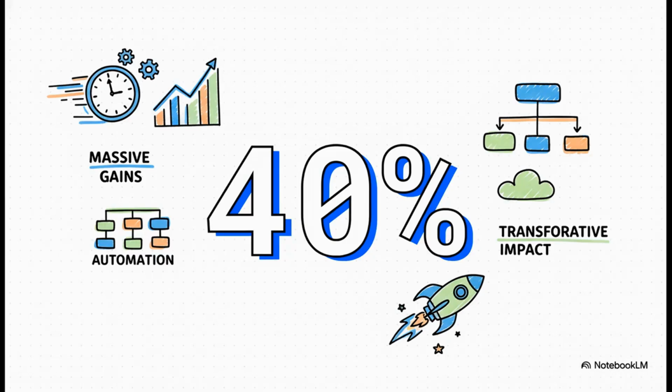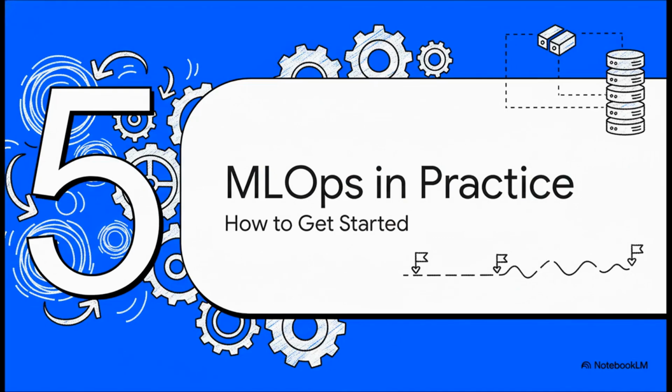And if you need a number to really grab onto, how about this one? The data suggests that putting MLOps into practice can cut down the time it takes to get a model from an idea into production by a whopping 40%. That's not just a small tweak, that is a massive acceleration. Okay, I'm guessing you're probably convinced. This sounds like the way to go, but where do you actually start? Let's walk through a few practical steps to get the ball rolling.